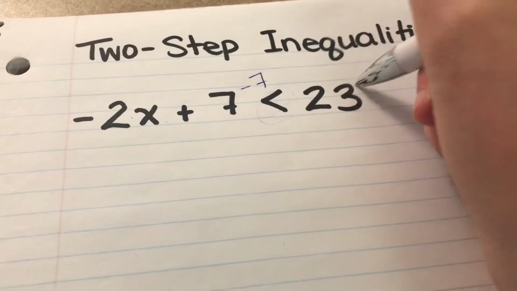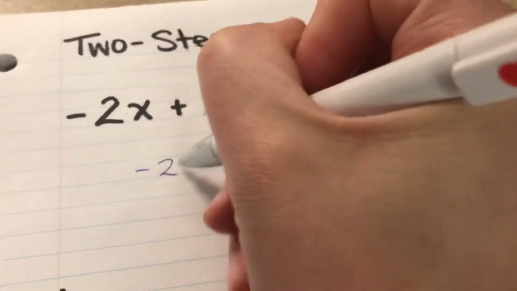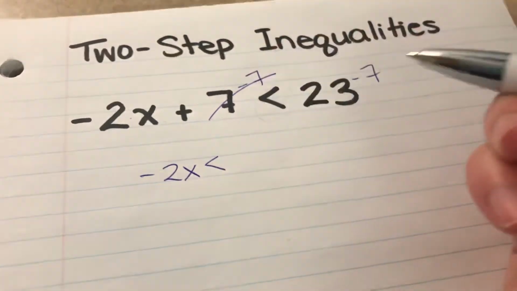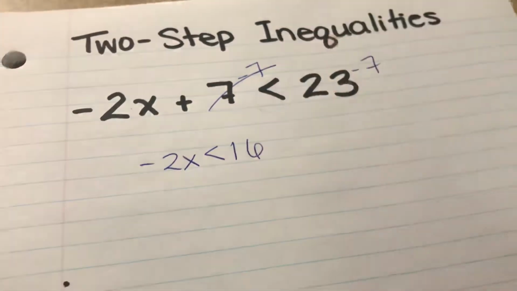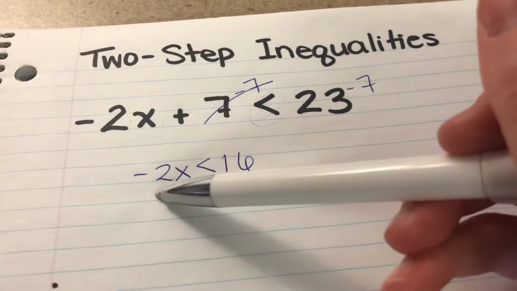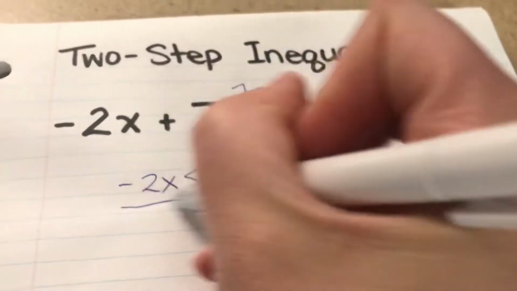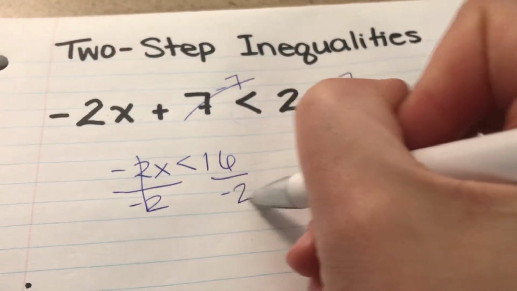So we're going to subtract 7 from both sides to get rid of that. So now we have negative 2x is less than 23 minus 7, which is 16. Alright, now we have to get rid of this negative 2 here by dividing it by negative 2 and dividing the other side by negative 2.